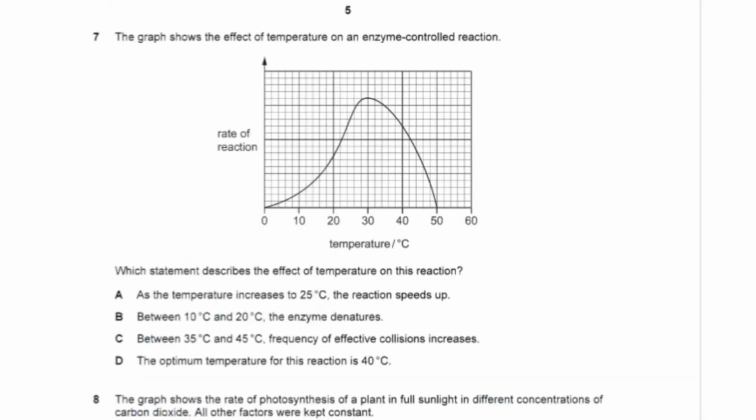Alright, so moving on to the next question, question number 7. The graph shows the effect of temperature on an enzyme controlled reaction. So you're seeing the rate of reaction on the y-axis and you're seeing temperature on the x-axis. Which statement describes the effect of temperature on this reaction? So let's see the statement that describes the effect of temperature on this reaction.